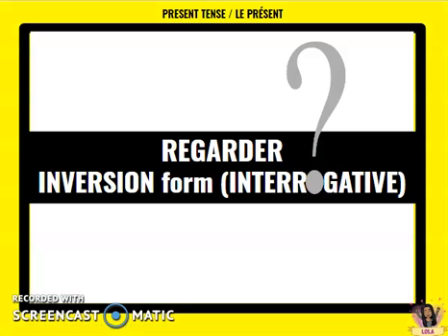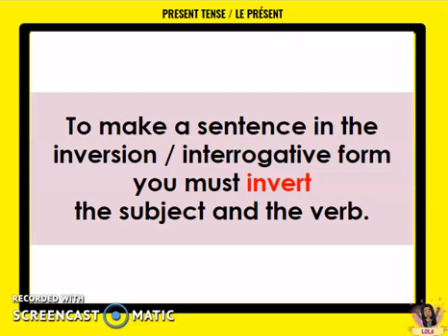Now let's take a look at the verb regarder in the inversion form, or interrogative. And all that means is that it's now going to be a question. So to make a sentence in the inversion or interrogative form, making it a question, you must invert or flip the subject and the verb.